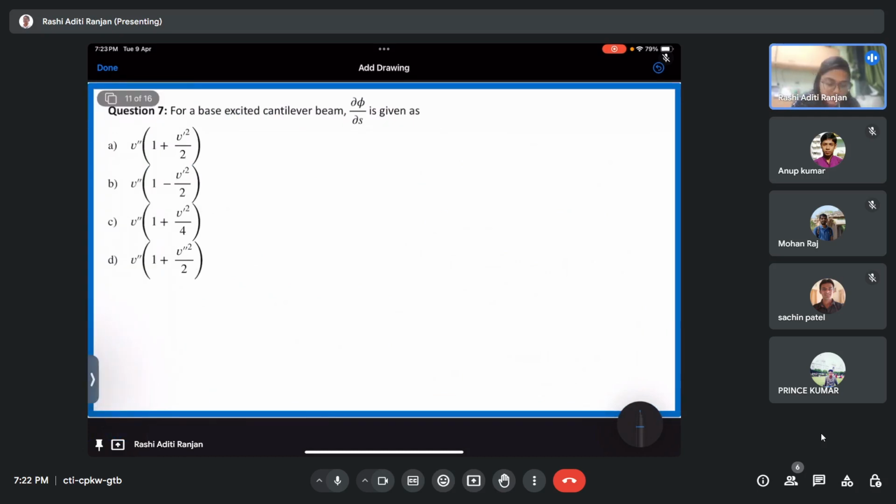For a base excited cantilever beam, del phi by del s is. Firstly, what is a base excited cantilever beam? If you remember, your base excited cantilever beam was something like this. We had some amount of mass on it, and upon excitation it was deforming like this.